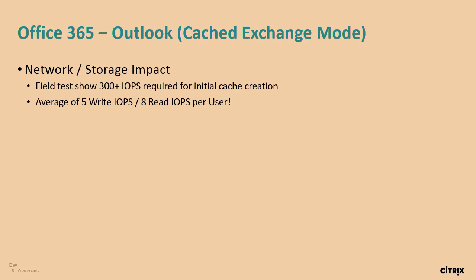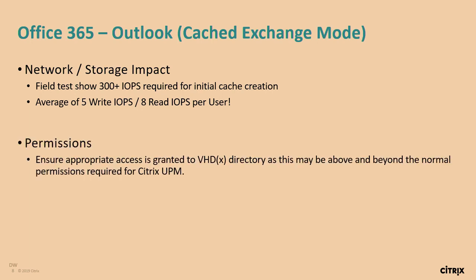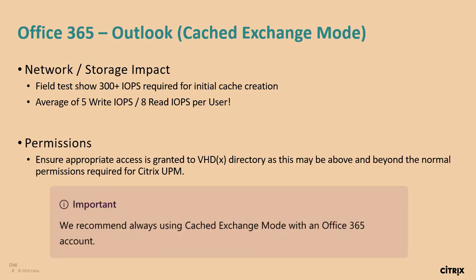And then from a concurrency point of view in Office 365, there's an average of 5 write IOPS as well as 8 read IOPS. So consider your concurrent users and what your storage needs to provide in order for no issue with performance. Ensure that the appropriate permissions are granted to the actual VHD directory. There are different permissions required other than user profile management in order to allow that VHD to be created. So double check your permissions are set properly. And again, we recommend always using cache mode, and it's recommended by both Microsoft and Citrix.